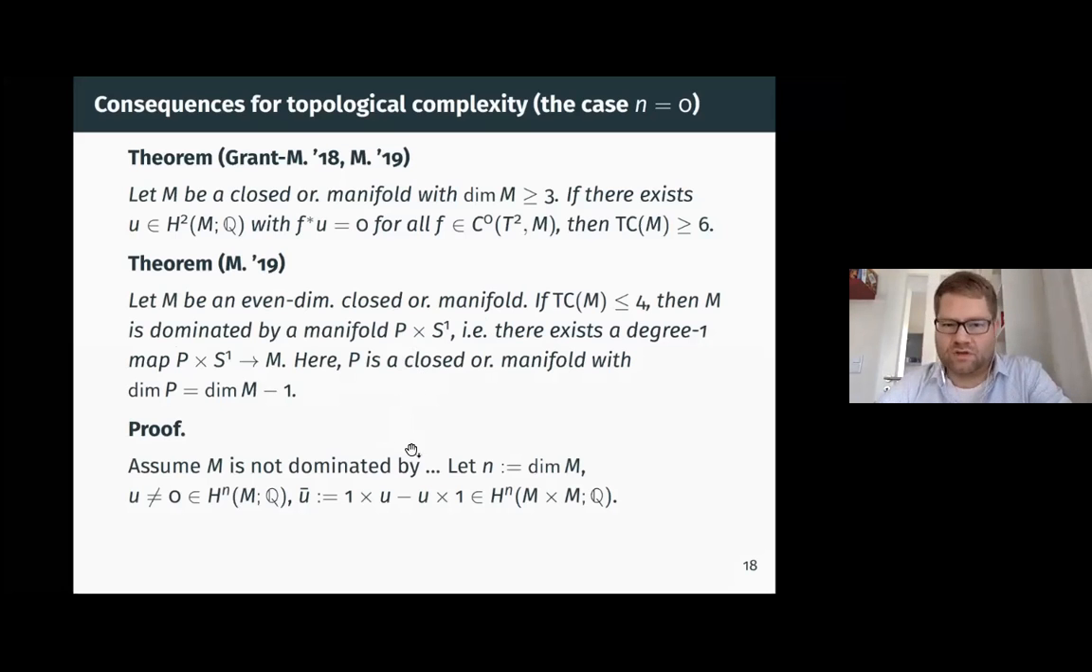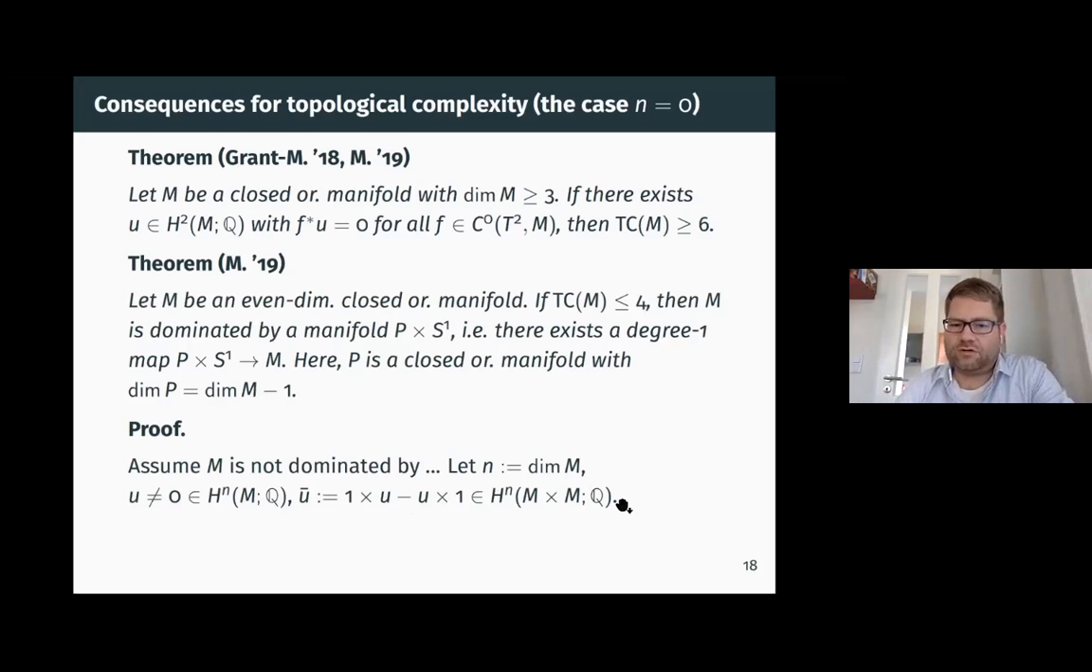Assume that M is not dominated by such a manifold, and that n denotes the dimension of M. We just take some element which is non-vanishing from the top degree cohomology and take the associated zero divisor. We can construct this ū = 1 × u − u × 1, which is always a zero divisor here, so a class of weight 1 in the terminology that I used.